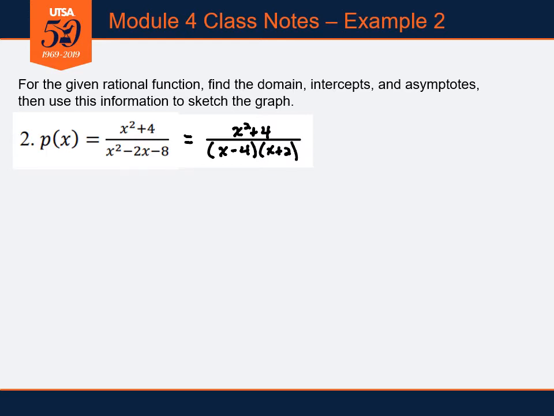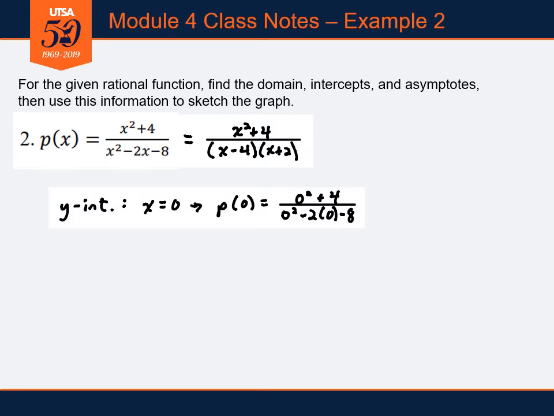Next up, let's look at intercepts of this rational function. The y-intercept we find by letting x equal 0. And we can plug 0 into either the factored form or the original form. I find it a little easier to plug the x value of 0 back into the original form because then everything kind of zeroes out. And I've got just 4 over negative 8 left when I ignore all the zeros. And so when x equals 0, I get 4 over negative 8 or negative 1/2. And my y-intercept is 0, negative 1/2.